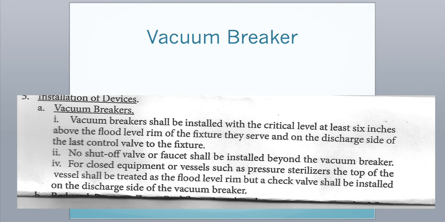So we don't have a water heater is not a fixture, right? Shut-off valve or faucet. A water heater doesn't have a faucet. All right, so this is talking about something else, something with a flood level rim. Like I said, maybe an autopsy table or a table in a lab, a sink in a lab or something. So that's your vacuum breaker.